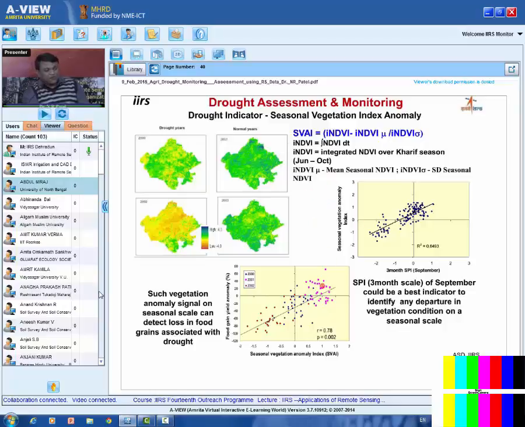And this seasonal vegetation anomaly can be a better indicator of drought, and it can be evidenced from the strong relationship that exists between the 3-month SPI and the seasonal vegetation anomaly. It can also give a signal about early assessment of crop loss that occurs due to drought. So there is a strong relationship we found between the food grain anomaly and seasonal vegetation anomaly. So this kind of relationship can be exploited to forecast, or you can say to assess well in advance, drought affected losses in food grains.